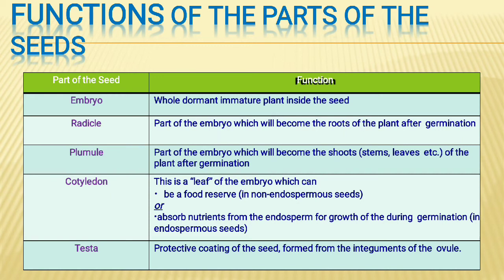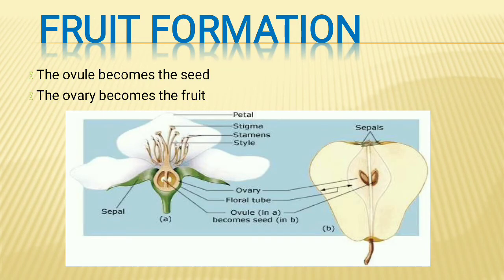Testa, and here I have not given tegmen. So remember, testa and tegmen are the two seed coats from the two integuments. Okay, so next is the last portion, that is fruit formation.